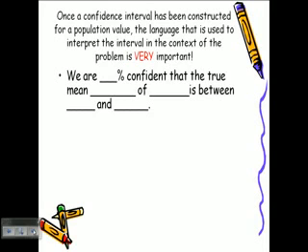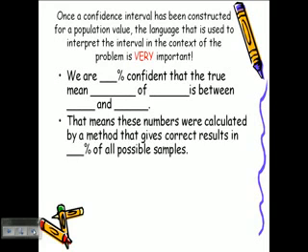We are, and you can insert your confidence level, say we use 95%, confident that the true mean, and then you can insert whatever you were studying in the problem. So from our previous example, the true mean IQ score of, this is where you can pull in the population under discussion, so that would be the true mean IQ score of all big city university freshmen is between blank and blank. And that is where you can fill in your minimum confidence interval value and your maximum confidence interval value.